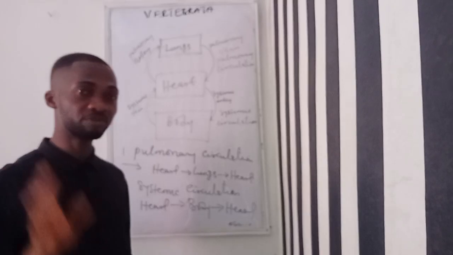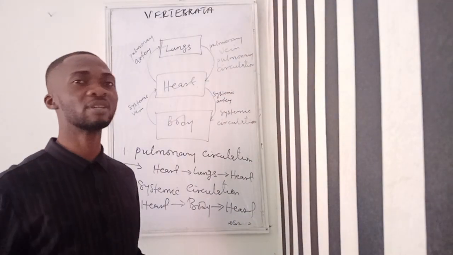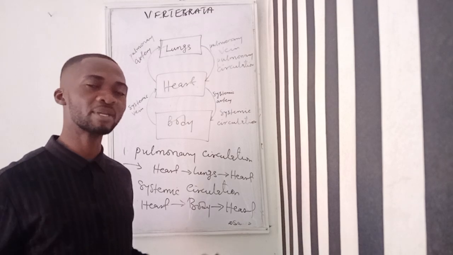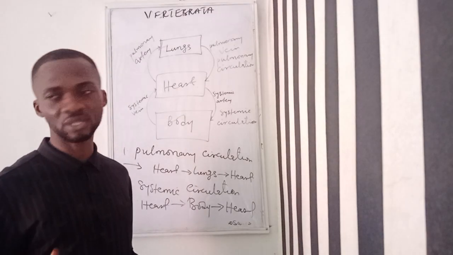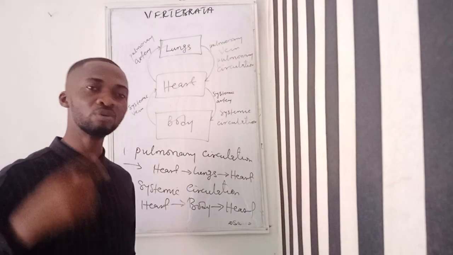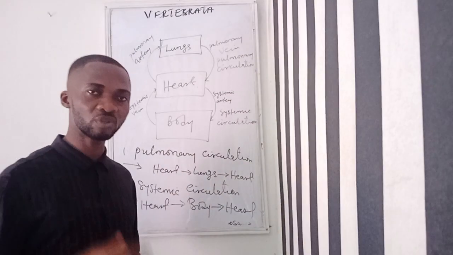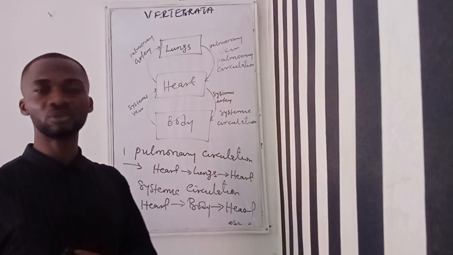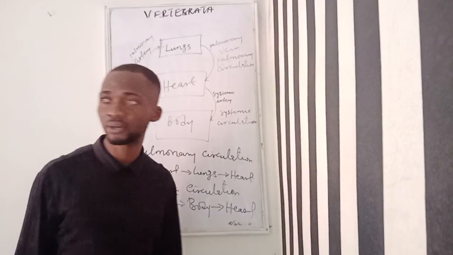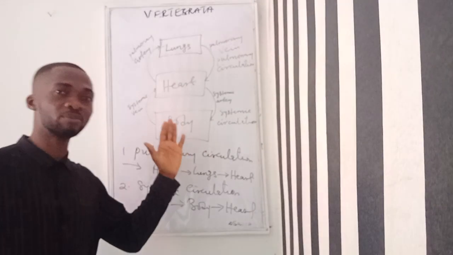That is for female. In terms of male, meiosis ends up producing four different cells called spermatids, and these spermatids undergo spermiogenesis to produce fully mature spermatozoa. Then, of course, during fertilization, the two meet together and form a zygote. Ladies and gentlemen, this is how far we can go in Vertebrata.